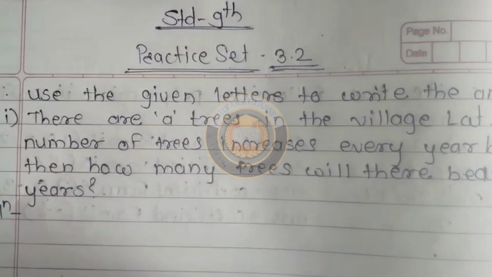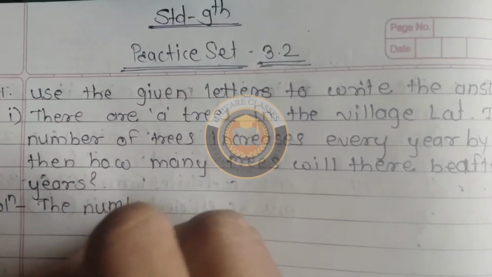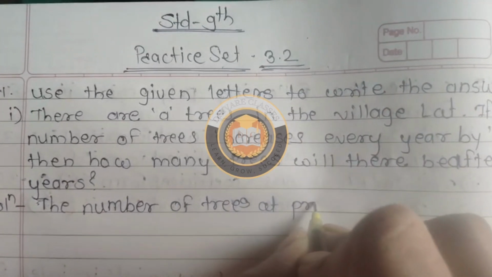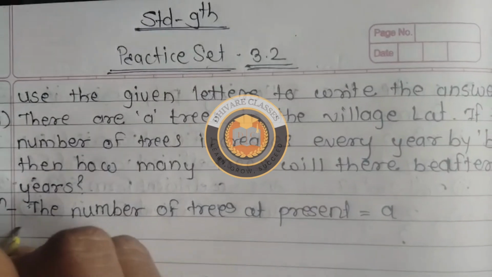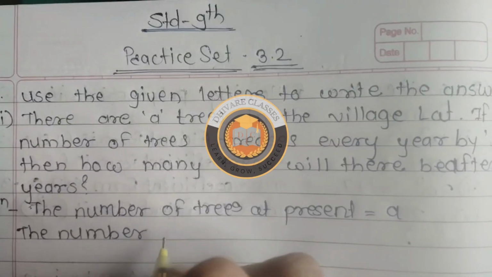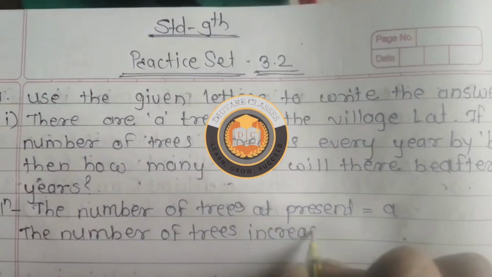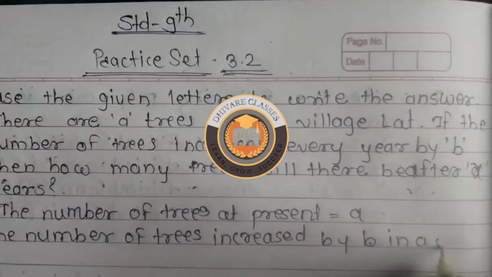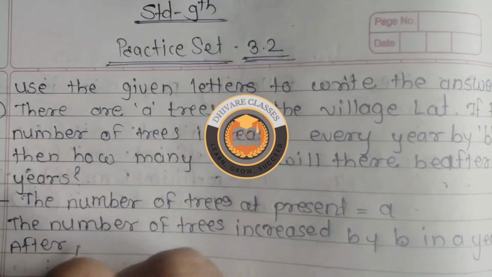The number of trees at present equals a. The number of trees increased by b in a year. After x years.